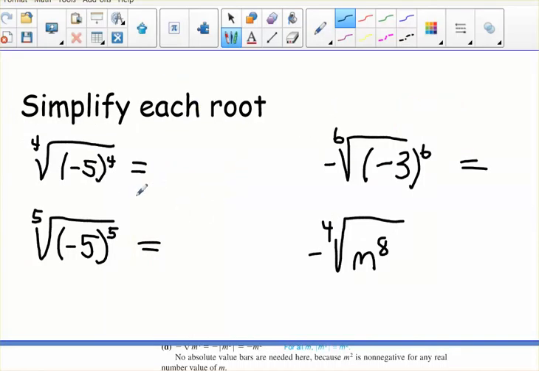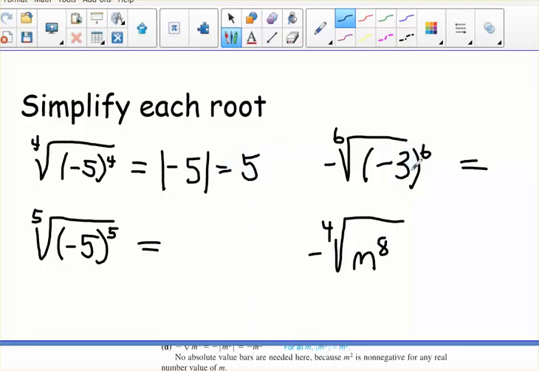So this is even. If you have a negative and you're raising it to the same power that you have here in your index, you would think that the answer would be -5. But when you have an even, it's always going to be the absolute value. So our answer here is, in fact, 5.